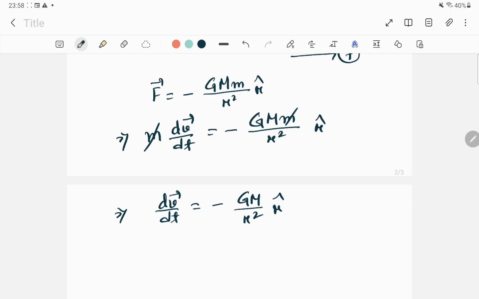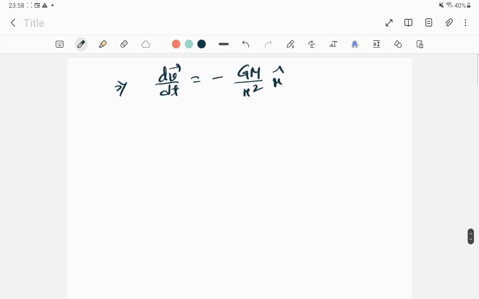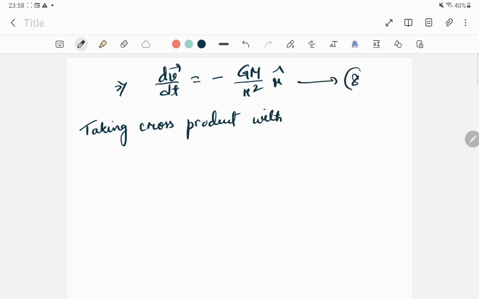Okay. Now we will make a transition again here. Let this be our equation number 8. Taking the cross product with h vector on both sides of equation 8, we have.